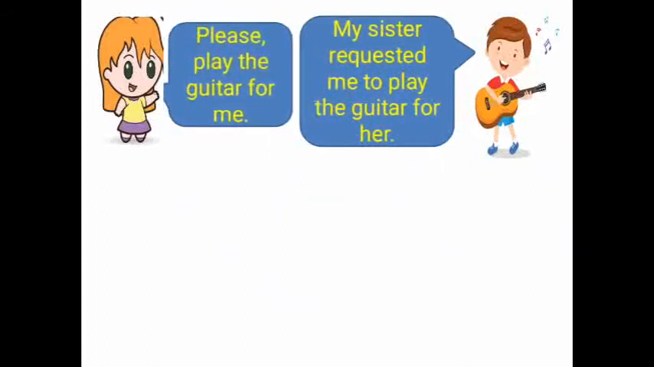Let's look at one more example with a request. Please play the guitar for me. So here the boy reports what his sister has said. My sister requested me to play the guitar for her. So look at the change in the pronouns. Me becomes her. And here as please is written, therefore we need to write the reporting verb requested.